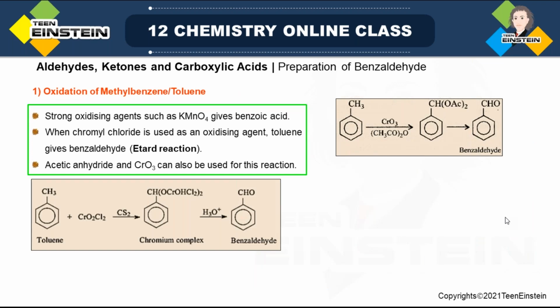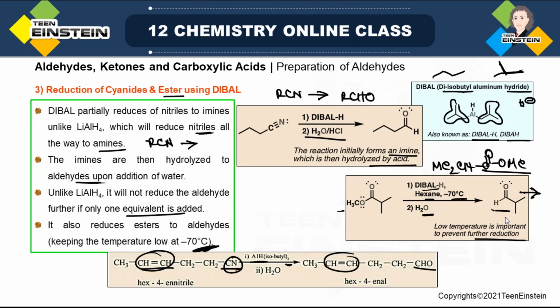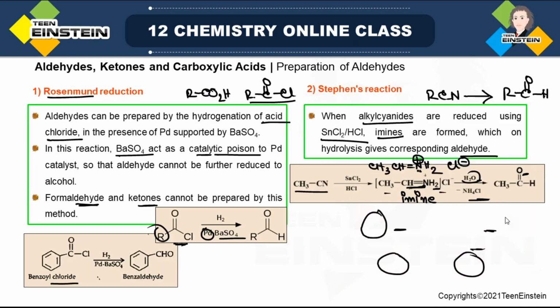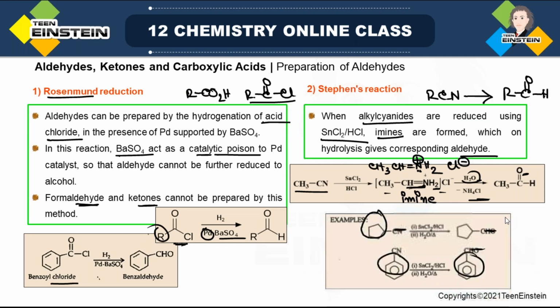So in the next class, we will start preparation of benzaldehyde and also preparation methods exclusive for ketones. So these three methods that we have seen, the last one is using DIBAL and the previous reagents Rosenmund, Pd/BaSO4 and Stephen. These three methods are for aldehydes.